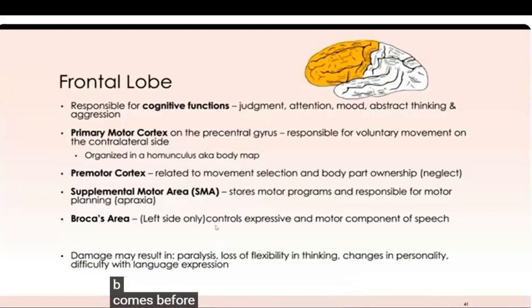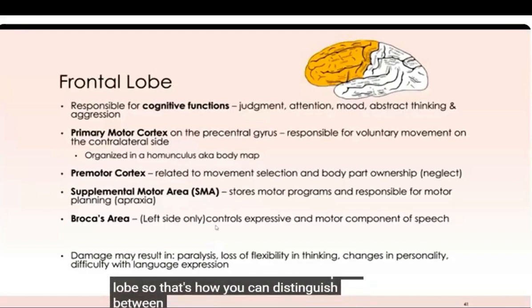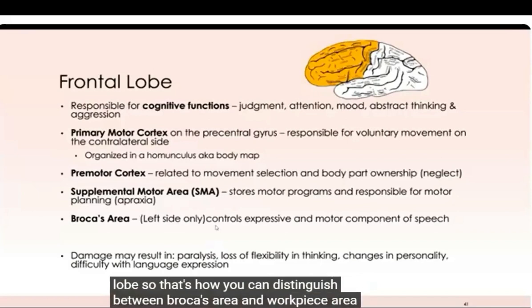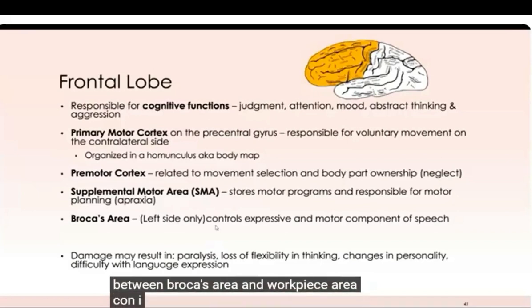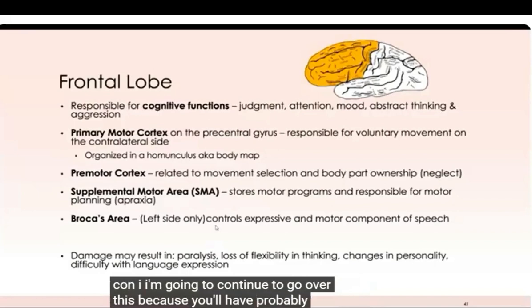B comes before W. W is back at the temporal lobe. So that's how you can distinguish between Broca's area and Wernicke's area. I'm going to continue to go over this because you'll probably have quite a few questions on your quizzes, midterm, and boards in both of your classes on this, okay?